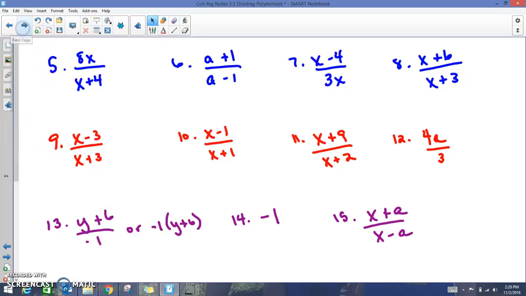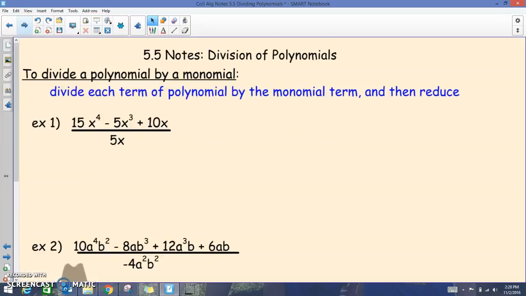Okay, so let's go ahead and take a look at our notes. We're stepping out of chapter 7 and just covering one section in chapter 5, because part of the notes tie in with what we're doing in chapter 7. So we're going to do two parts of the notes. We're going to take a look at dividing a polynomial, which is when you're adding more than one term together, by a monomial, which is just a single term.